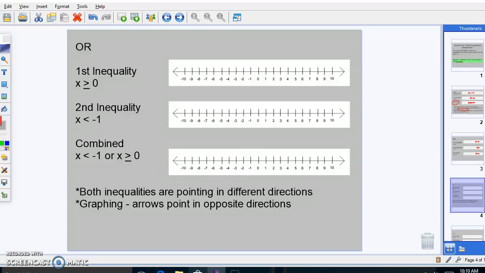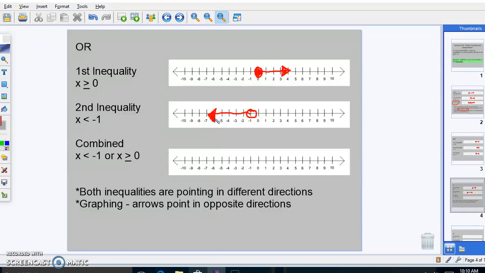We can also combine inequalities by the use of the word "or." If our first inequality is x is bigger than or equal to 0, I'm going to have a closed circle at 0, and my arrow is going to cover numbers that are larger than 0, such as 1, 2, and 3. My second inequality is x is less than -1, so I would have an open circle at -1, and my arrow covers numbers that are less than -1.